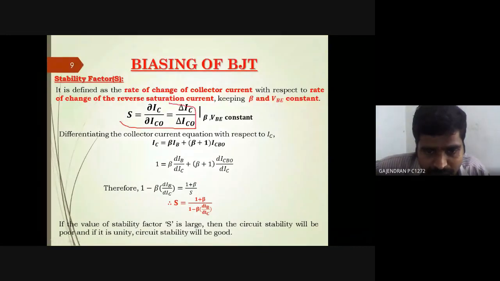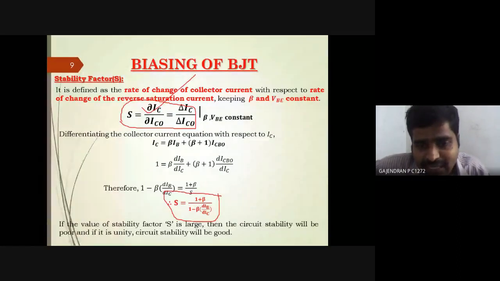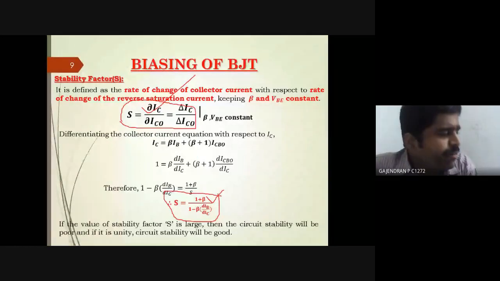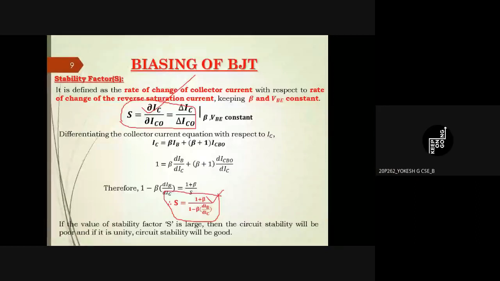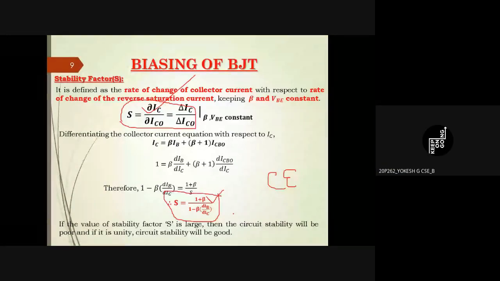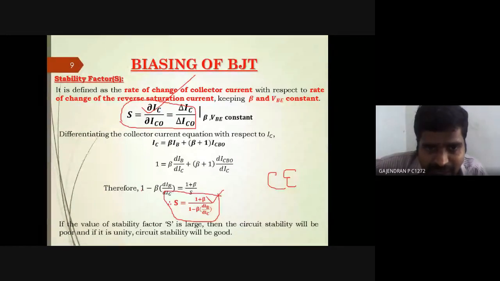Also you must remember these two results. This is the definition, and this is the end result you should remember. For which configuration is it? Can anyone tell me, is this for common base, common emitter or common collector? Common emitter, sir. We are discussing only the common emitter. How do you find this is related to common emitter? Beta, very good. Beta is the current gain of the common emitter configuration.